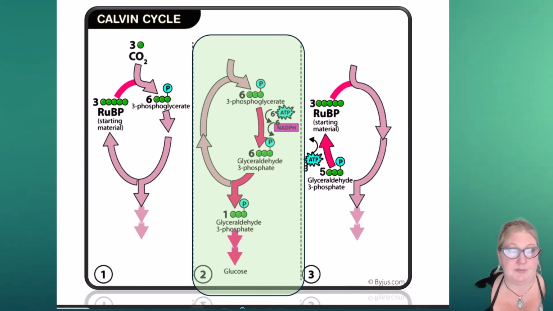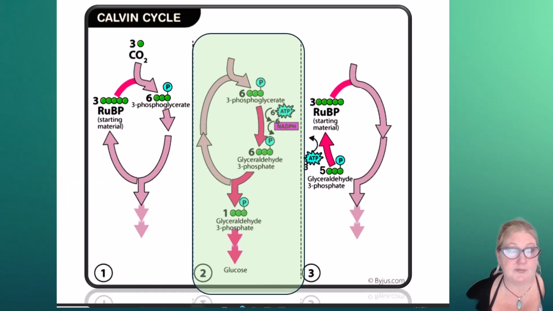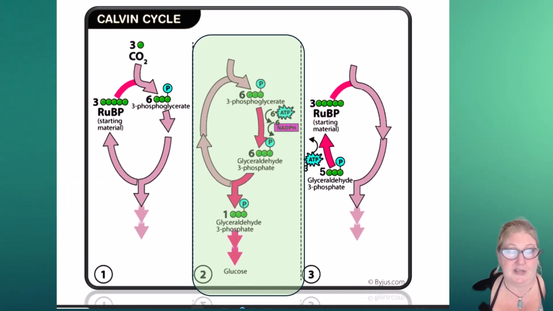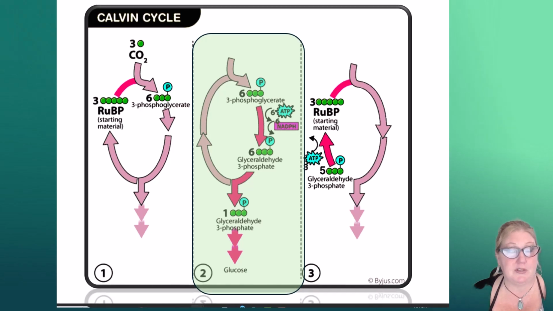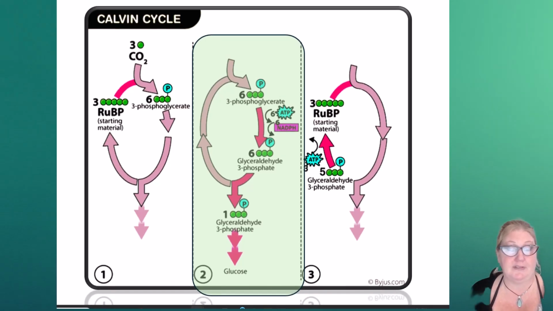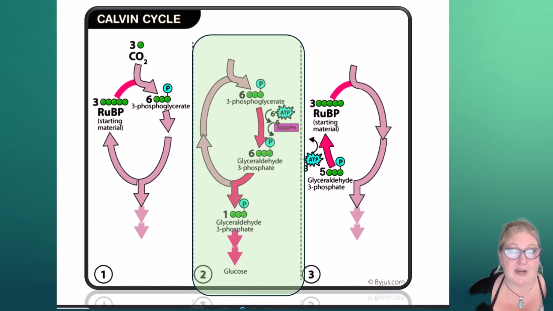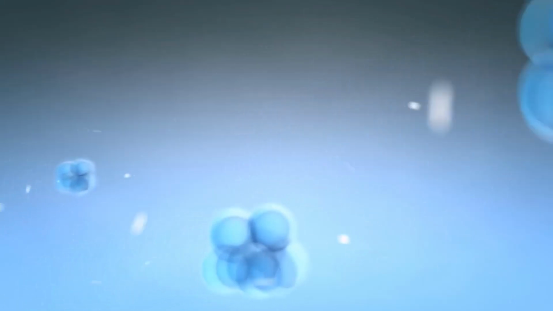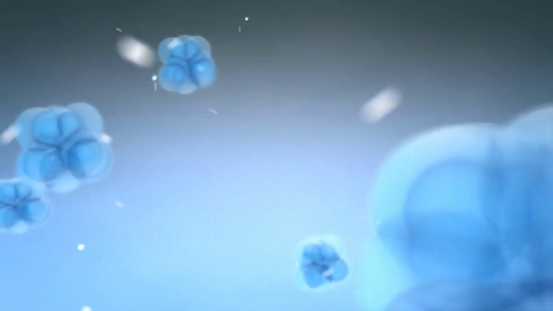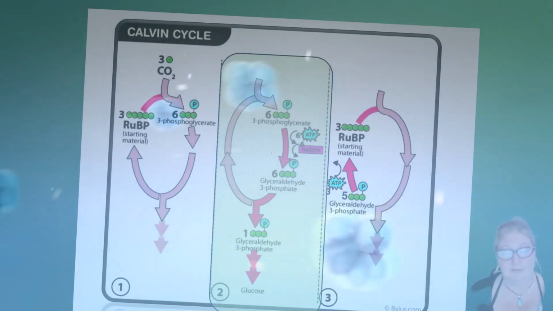ATP and NADPH are used to convert the 6 molecules of 3-PGA into 6 molecules of glyceraldehyde 3-phosphate, or G3P. This is a reduction reaction because it involves the gain of electrons by 3-PGA. Recall that a reduction reaction is the gain of electrons by an atom or molecule.